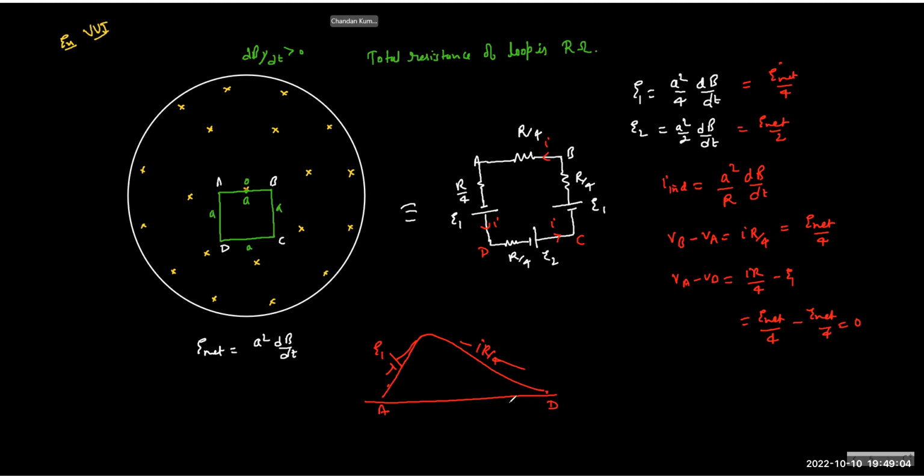Okay. So from D to C, we get some potential. So I can add VD minus VC equals minus IR by 4 plus E2. But this time it is minus E net by 4, but plus E net by 2. So the last answer is E net by 4. Now, if you look carefully, we got this value initially in the B and A part, and then this value in VD and DC.